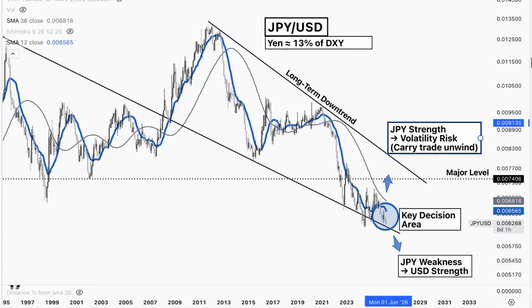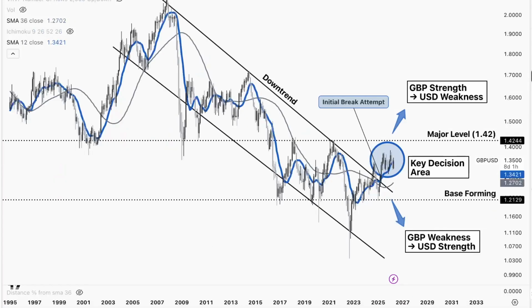Now we'll move on to the British pound USD. This one's simpler. It's just another way to check the dollar. Right now, it's forming a base, sitting in a range. If it breaks higher, that supports a weaker dollar. If it drops, that supports a stronger dollar. So it's nothing particularly fancy going on here. It's just confirmation.